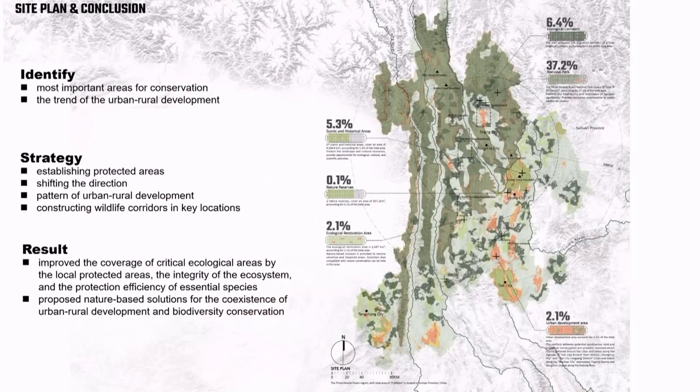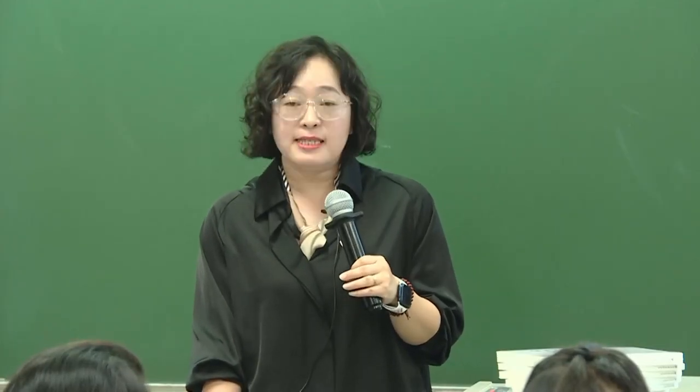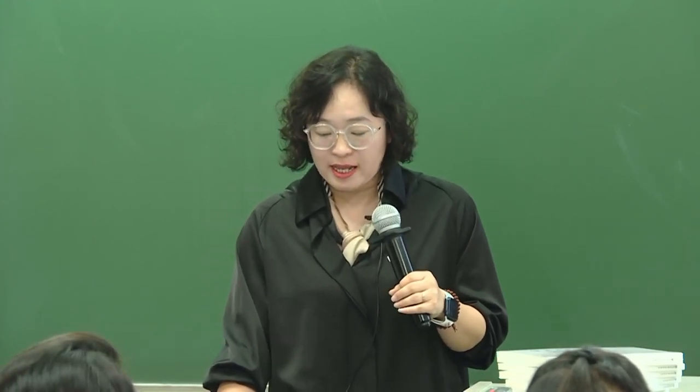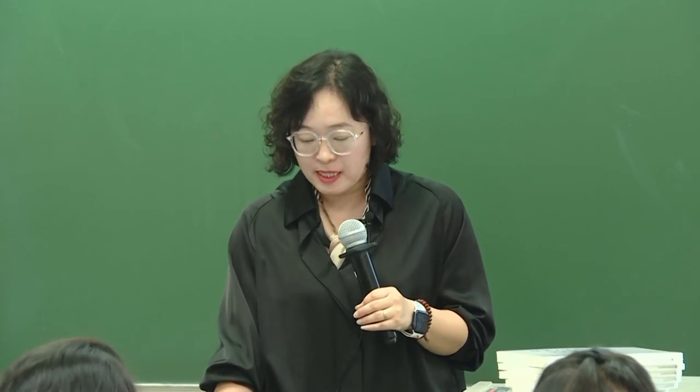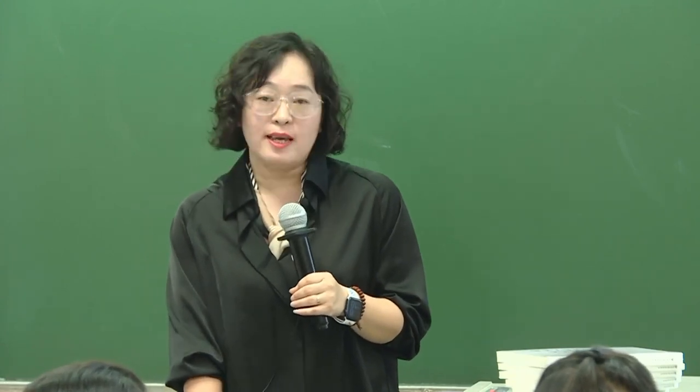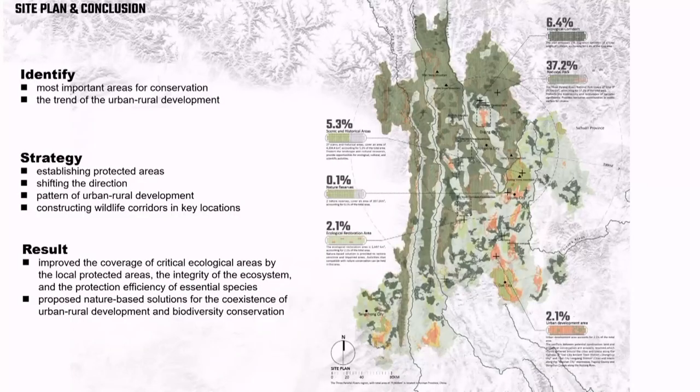So in conclusion, in this plan, we identify the most important areas for conservation through the simulation, and we identify the trend of the urban and rural development. We propose to establish protected areas with the national park as the mainstay, and we shift the direction and patterns of the urban development. We also have some proposals on constructing wildlife corridors in key locations. So this is the way we provide to bend the declining curve of the biodiversity.